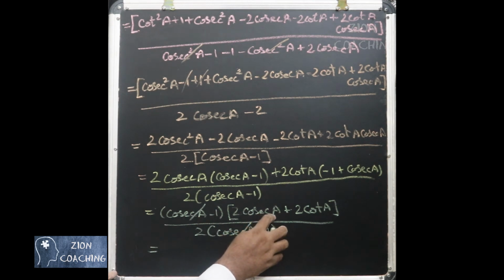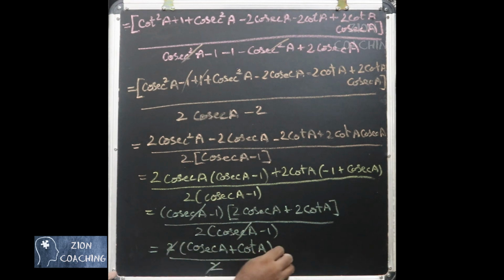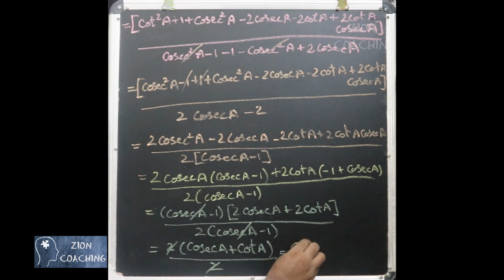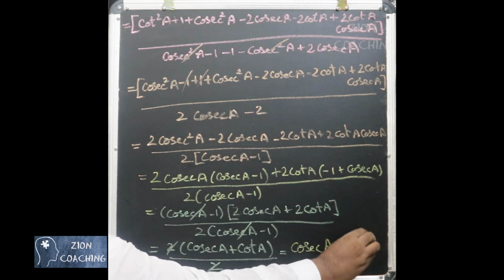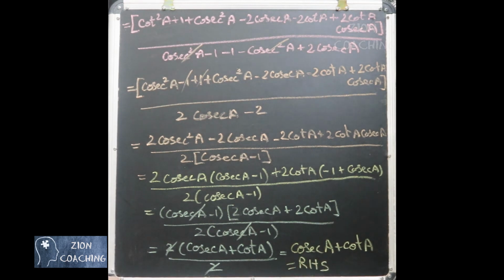Then you can pull out this 2 commonly outside. So we will have 2 into cosecant A plus cot A divided by 2. 2 and 2 will get cancelled. Finally you are going to have cosecant A plus cot A, and that is what we have to prove. Cosecant A plus cot A. This is what you should have in your RHS. Now we have proved that LHS is equal to RHS.